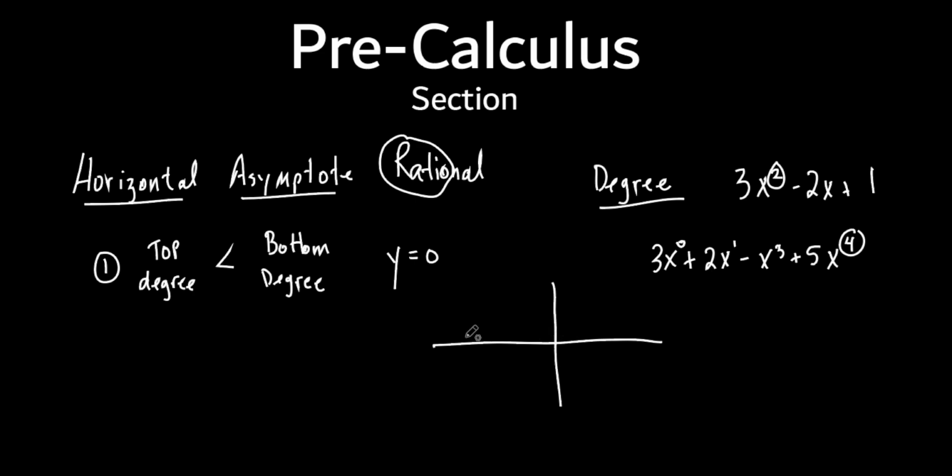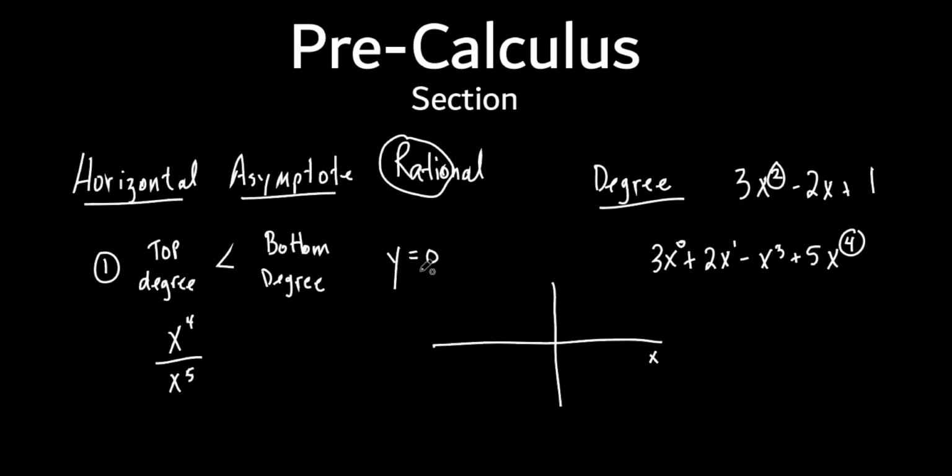Well, y equals 0 is actually the x-axis, isn't it? Because it crosses the y at 0. So when the top degree is smaller than the bottom degree, for instance, if I had x to the 4th over x to the 5th, what's the horizontal asymptote of something like that? It's 0. Y equals 0.